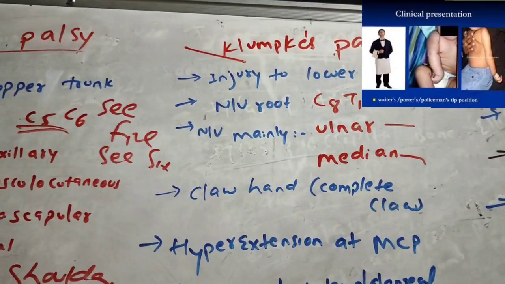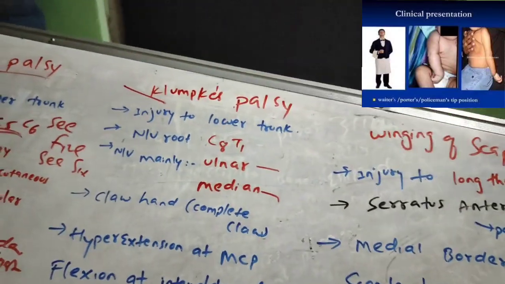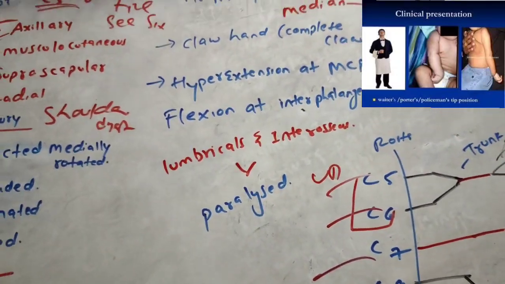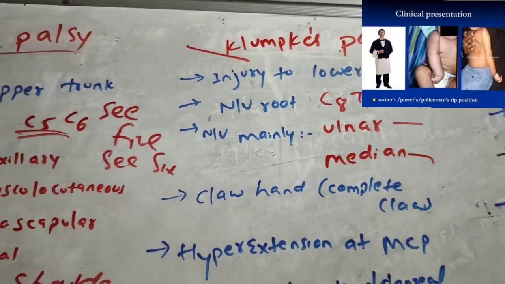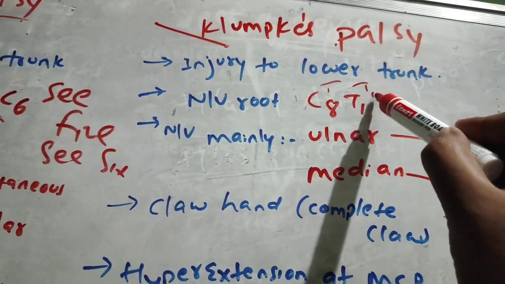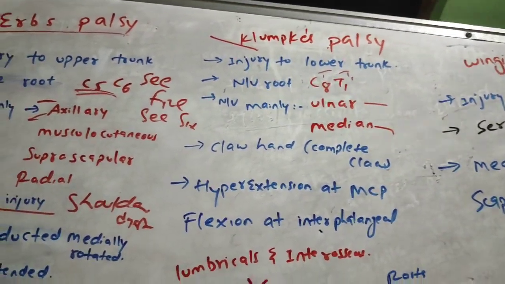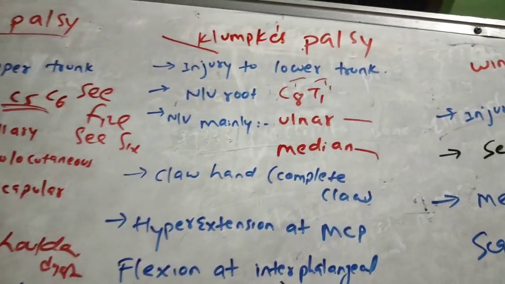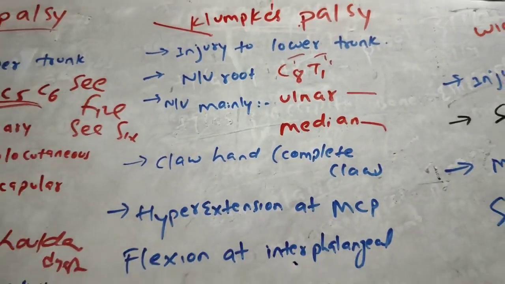Next, coming to Klumpke's palsy. Klumpke's palsy is due to injury to the lower trunk. This is your lower trunk. Here the nerve root is C8, T1. The nerve root is C8 and T1.